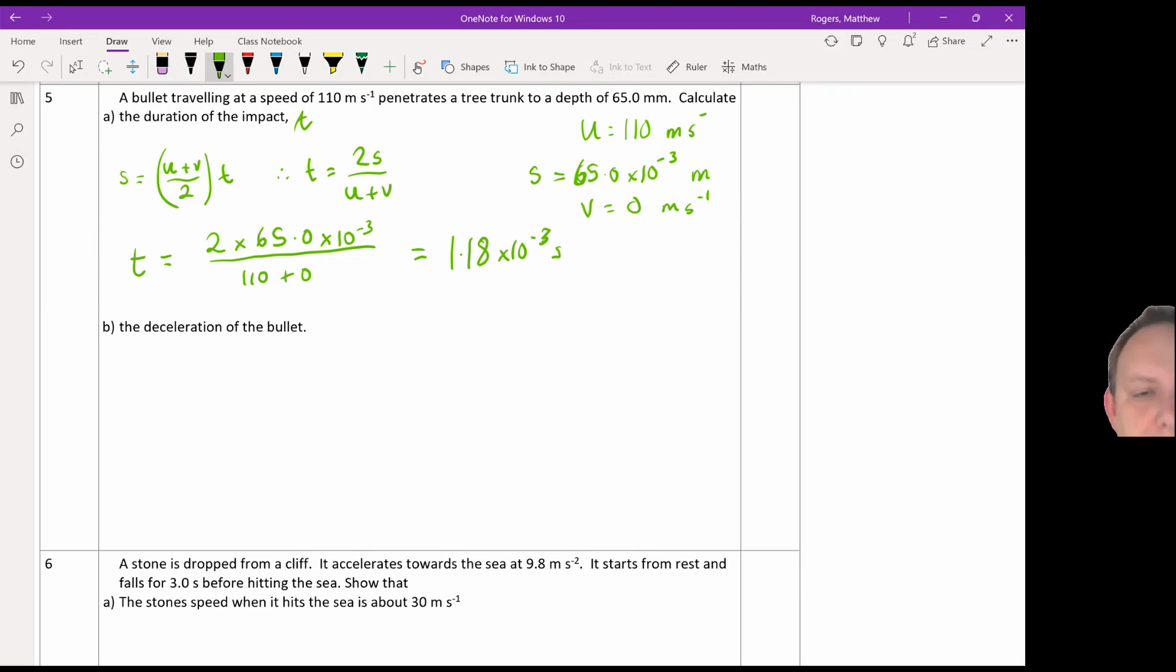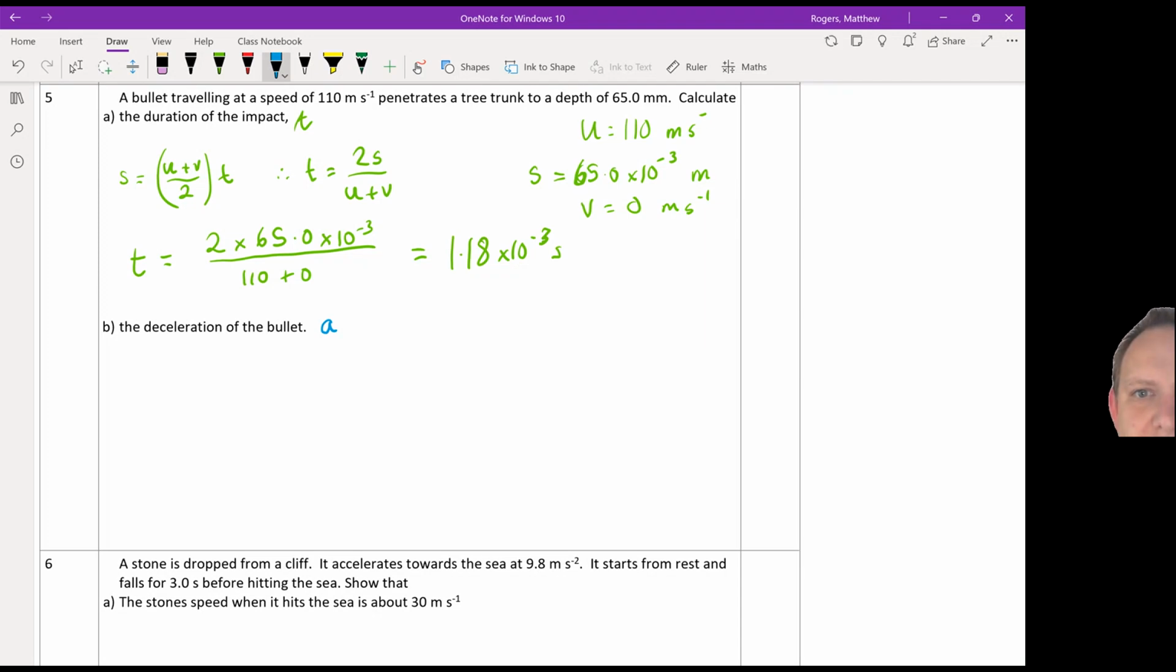Part 2 asks us for the deceleration of the bullet. So here we're going to try and find the acceleration first. I have to be a bit careful with signs here. So we should expect that v being lower than u is going to give us an acceleration value that is negative, but at the end we're going to convert it into a deceleration value. A negative acceleration is a positive deceleration.